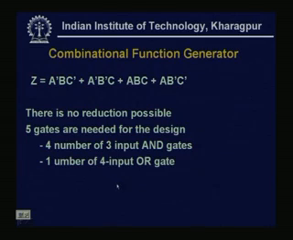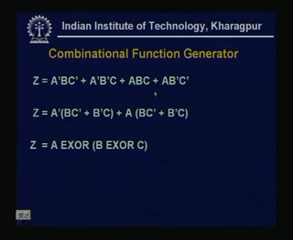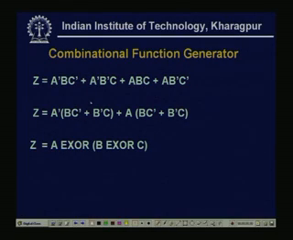Now, already we have seen from the Karnaugh map that there was no reduction possible, but we can realize the circuit because now we are discussing how the expressions or the functions are realized by the gates. So, even though the reduction is not possible, but see this particular expression, I can take some common terms or literals.